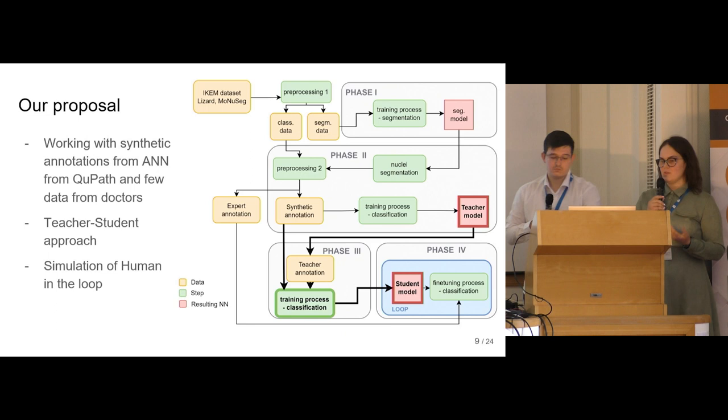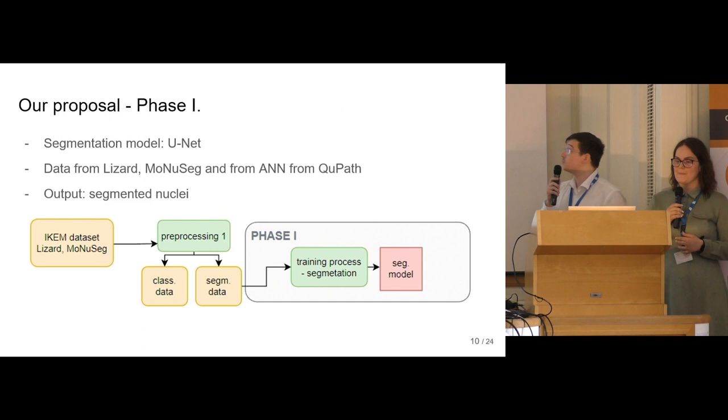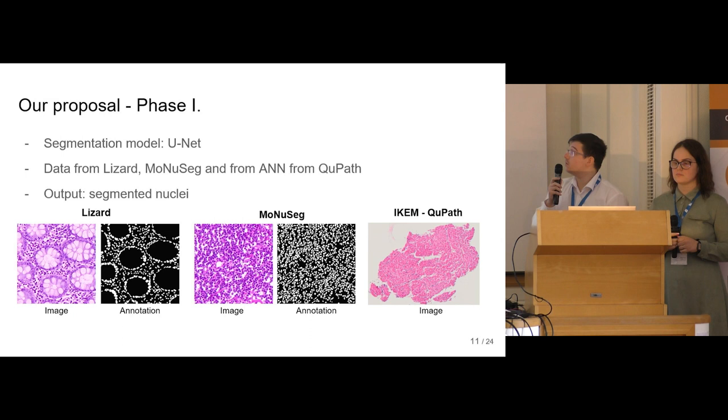In the initial phase of our approach, we aim to segment nuclei in histological images. For this purpose, we are using the dataset provided by the ICHEM. Besides this, we are using two more publicly available datasets called Lizard and Manusek. In this phase, we also work with multiple scales for the dataset by the ICHEM with the goal to create a general purpose model.